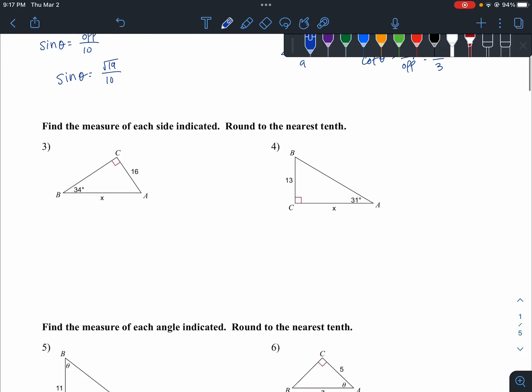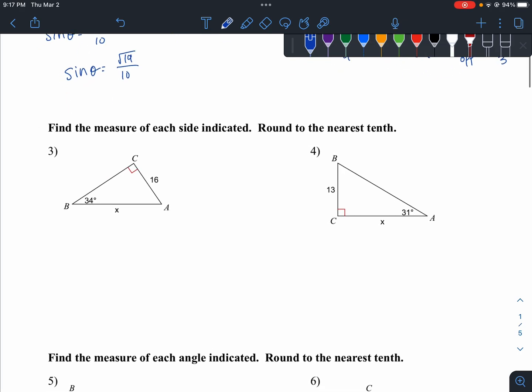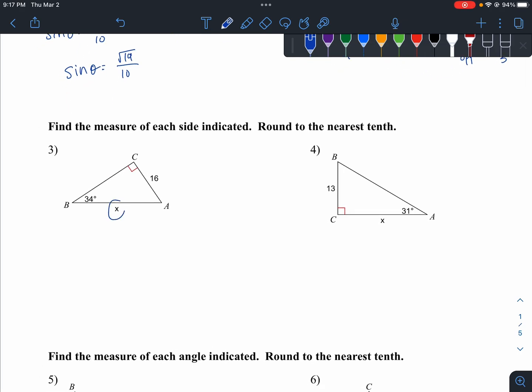Okay, find the measure of each side indicated, round to the nearest tenth. So here is the side that's being indicated. It's the x. Okay, so I have this angle right here. Okay, so I have angle B. I have the side that is opposite to it. And x is the hypotenuse. So which ratio gives me opposite and hypotenuse? That's sine. So sine of 34 is going to be equal to 16 over x.